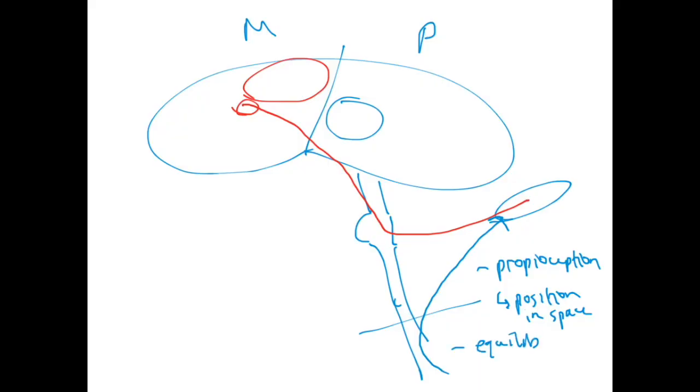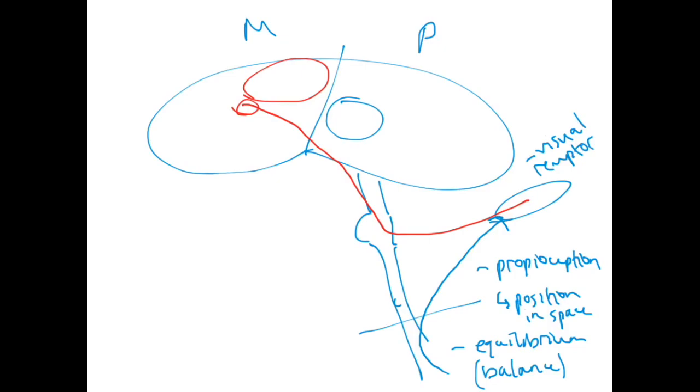equilibrium information, so stuff about balance, which you can also think of as: are your muscles really tight to help you balance? Are they stretched out? So equilibrium receptors, proprioceptors, visual receptors.